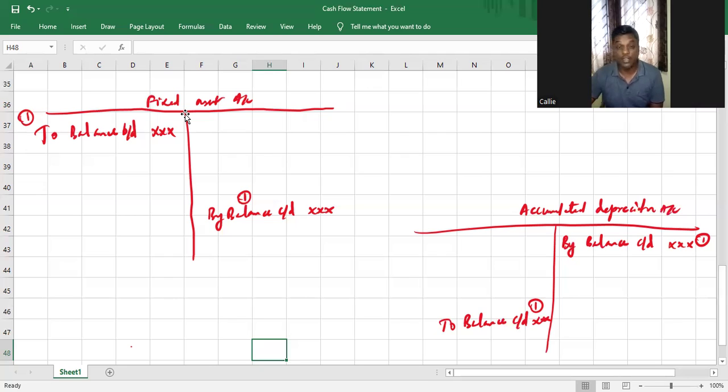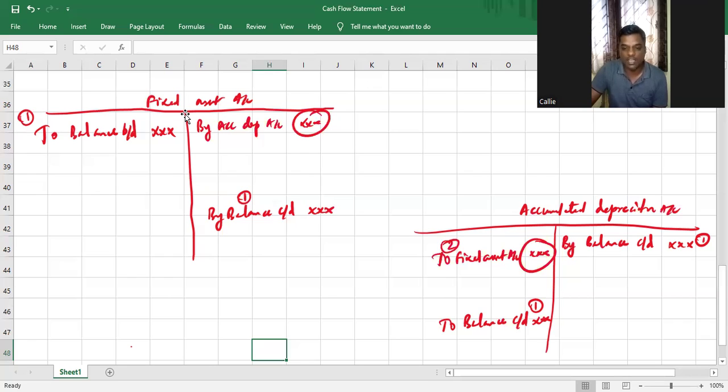Accumulated depreciation is a liability account. So if you're reducing that, it will be debited. So you write to fixed asset account. I'm writing fixed asset; you'll write whatever the name of the asset is according to the question. And you'll place it on the credit side of the fixed asset account as by accumulated depreciation account. This is the second thing I want you to do while preparing your working note: accumulated depreciation on the asset sold.